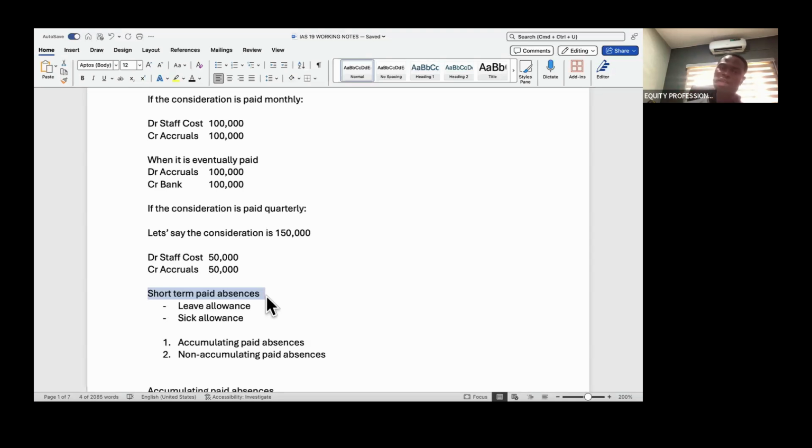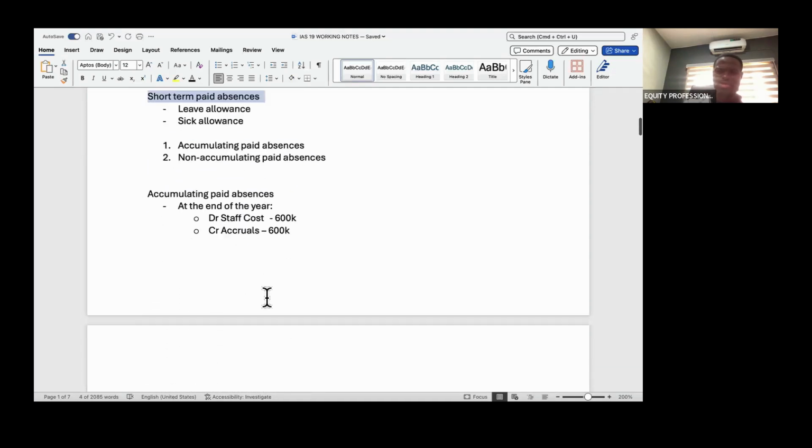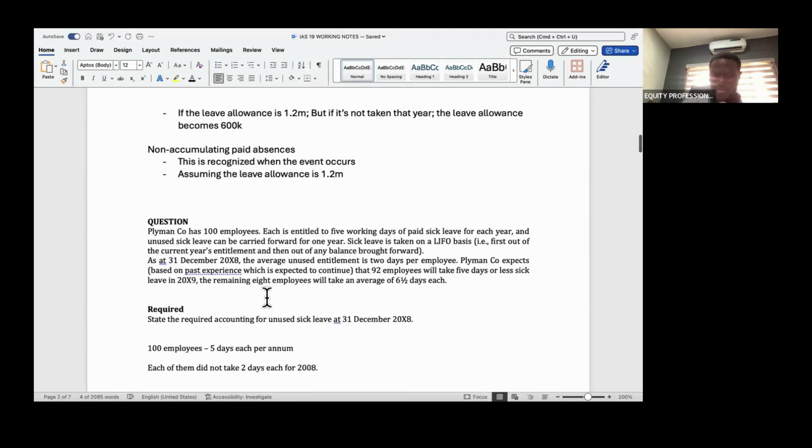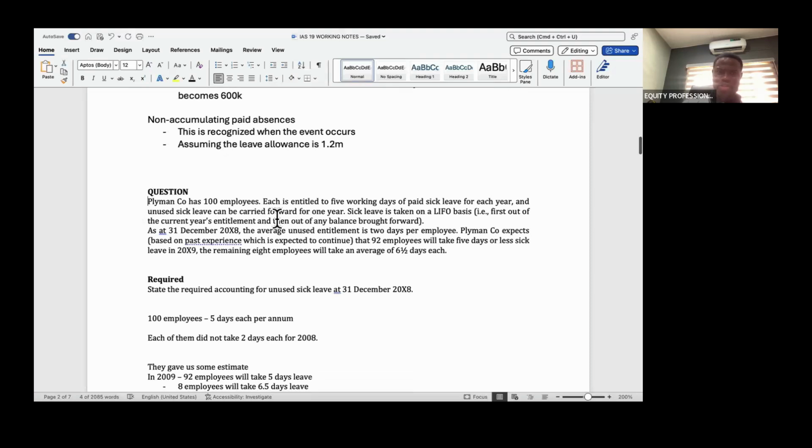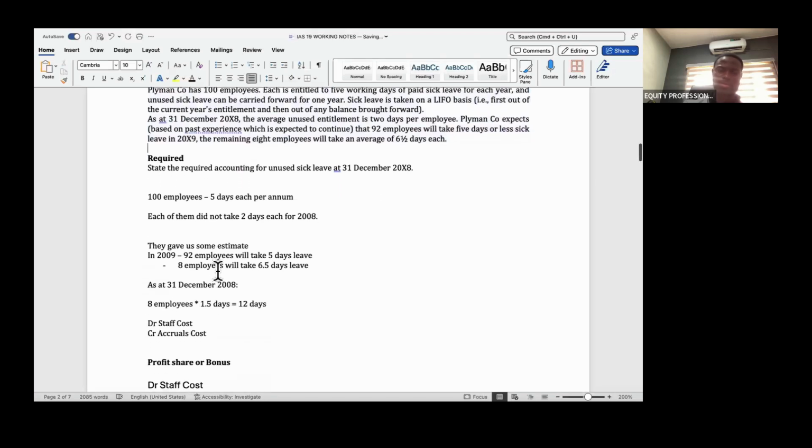Because whether they take the leave or not, they can carry it forward to next year. So you just need to find out the details of how much you would have to pay when they take it. And that would represent our obligation for the year. We saw some examples. We saw this question on Plyman. I think it took us some time for most of you to get it. And I hope you have taken your time to look at it again.